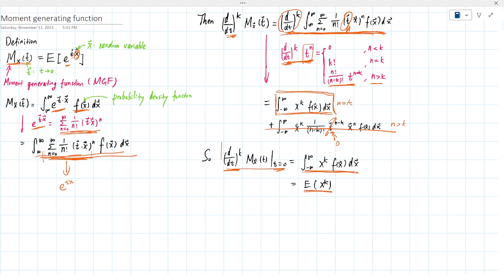That's the power of a moment generating function. You can take the derivative at t equal to 0, and you get the expectation value of x to the kth power.